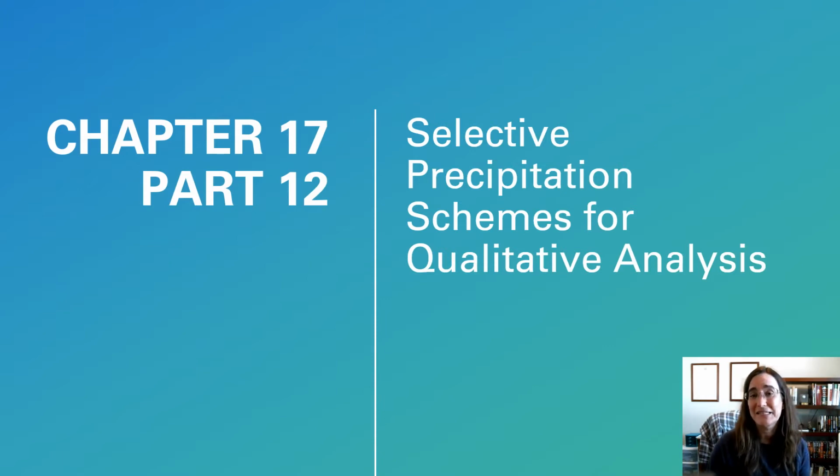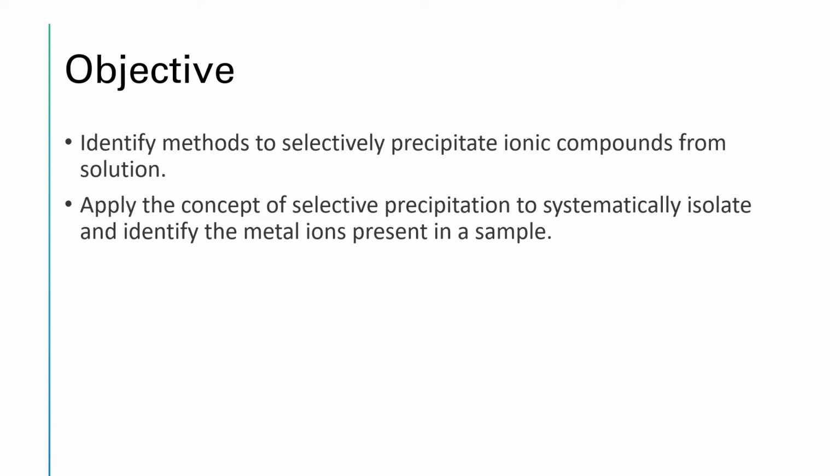We're going to look at some qualitative analysis schemes. There are ways that we can selectively precipitate ions so that we can identify what metal ions are present in a solution. So our objectives are to identify ways that we could selectively precipitate some ionic compounds and also apply that concept to identify metals that are present in a sample. That is a component of the 1142 lab. There'll be some qualitative analysis labs where you'll work on identifying what metals are present in an unknown.